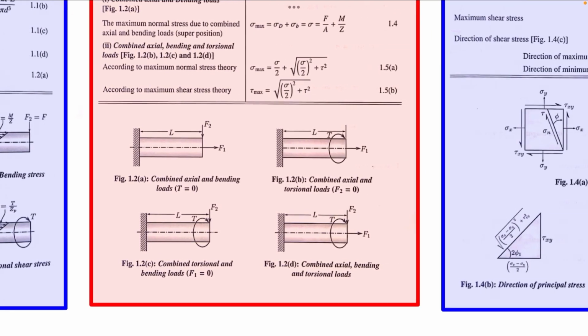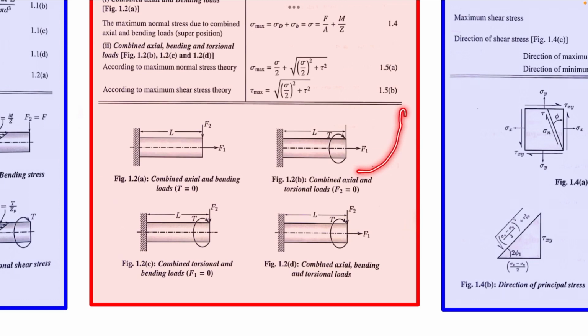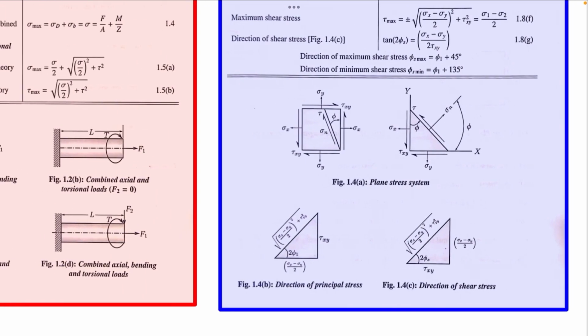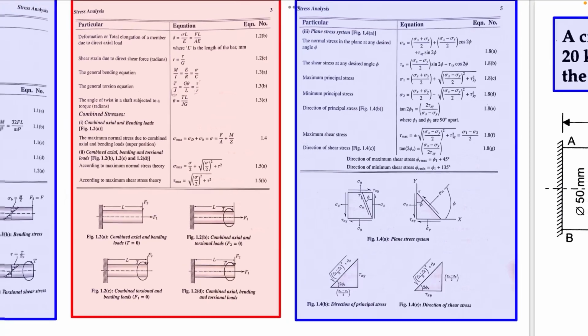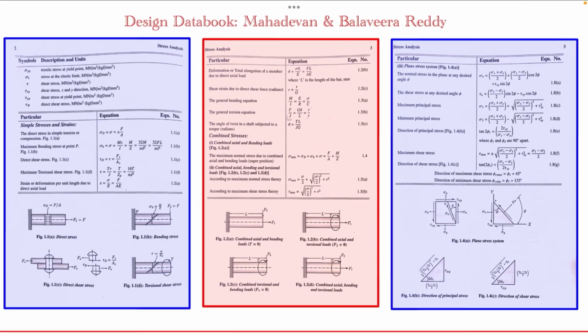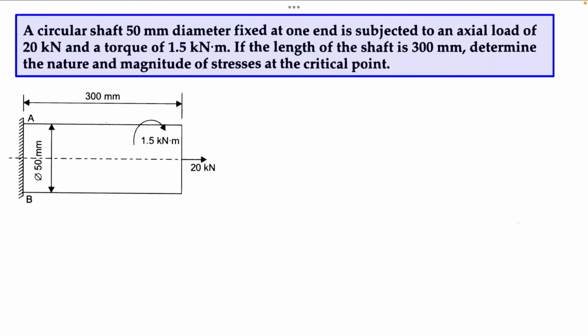If it is combined, in our case the shaft is subjected to this kind of loading, where we have the axial force and the torque acting. For that, we have this figure 1.2, and the equation can be obtained from here. Or, if you know how to evaluate the critical point and stress, then you can use the general equation for finding the principal stress, which I will be explaining. Anyway, these are the pages required for solving this problem. Here I will be explaining step by step.